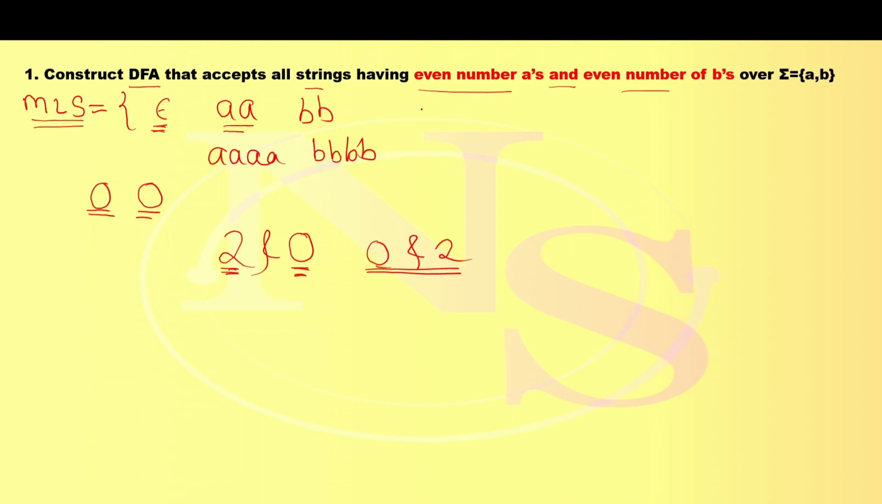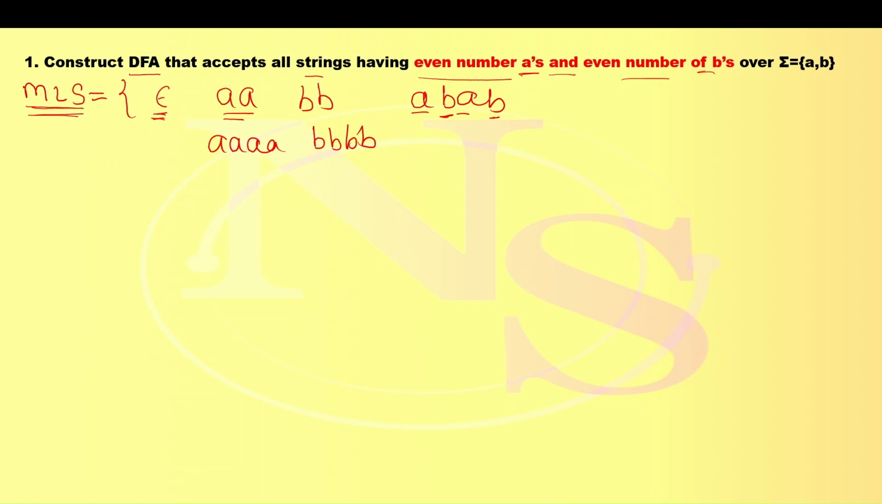If there is a combination of A and B, for example ABAB, how many A's here? First, second, 2 A's. How many B's? 2 B's. So the condition is satisfied. Number of A's and B's are even. So what I mean to explain here is, all the strings which satisfy both the conditions are valid strings and should be part of the minimum length string set. Here we will divide this question into two parts. One part is for even number of A's and another part is for even number of B's.